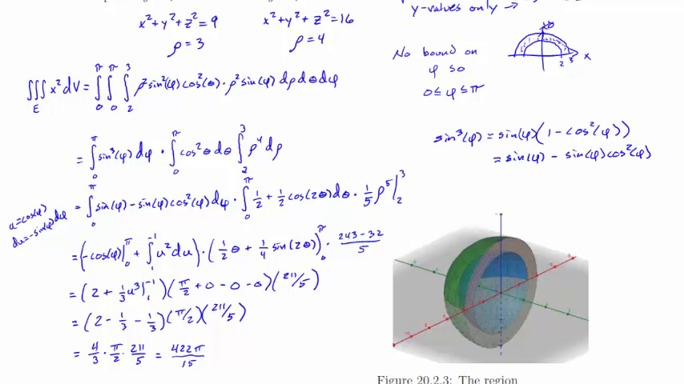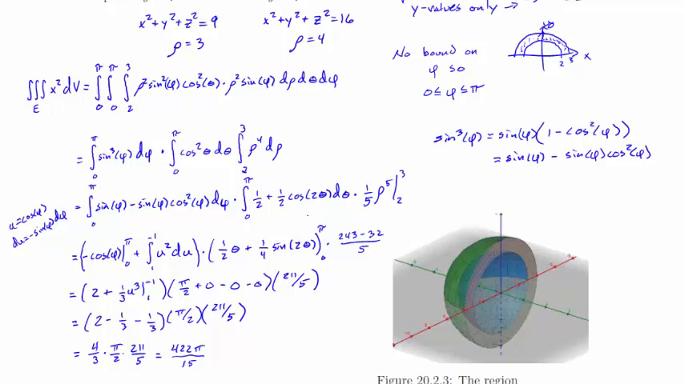So our volume, our hypervolume, equals the integral from 0 to pi of sine of phi minus sine of phi times cosine squared of phi d phi, times the integral from 0 to pi of 1/2 plus 1/2 cosine of 2 theta d theta. That comes from cosine squared of theta equals 1/2 plus 1/2 cosine of 2 theta, using a double angle formula from trig. And then the integral from 2 to 3 of rho to the fourth d rho is going to become 1/5 rho to the fifth evaluated from 2 to 3.